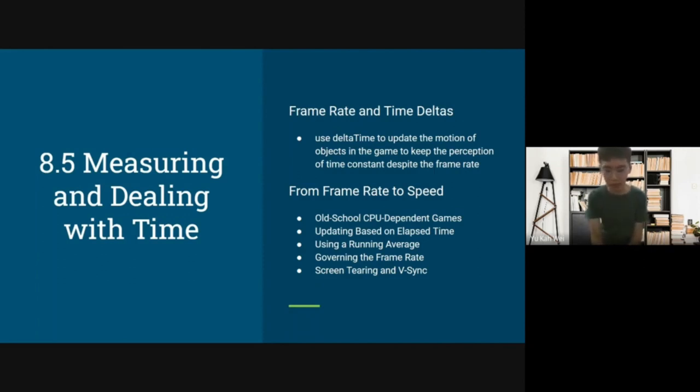There are five methods, which are the old school CPU-dependent games, updating based on a measured delta, using a governor, using a running average, and the frame rate governor, screen tearing, and V-sync.